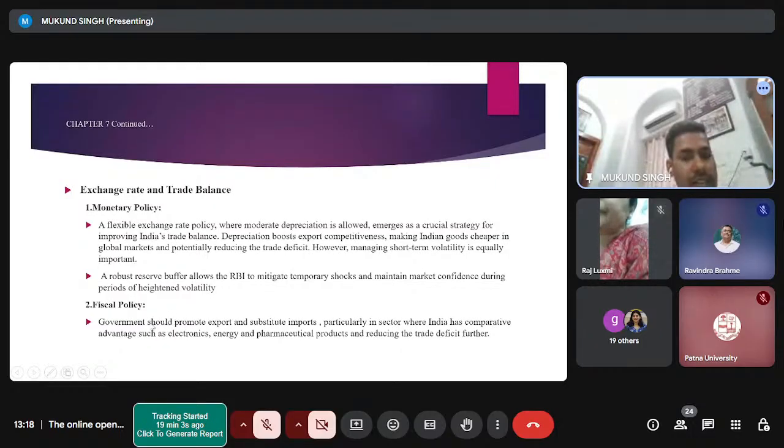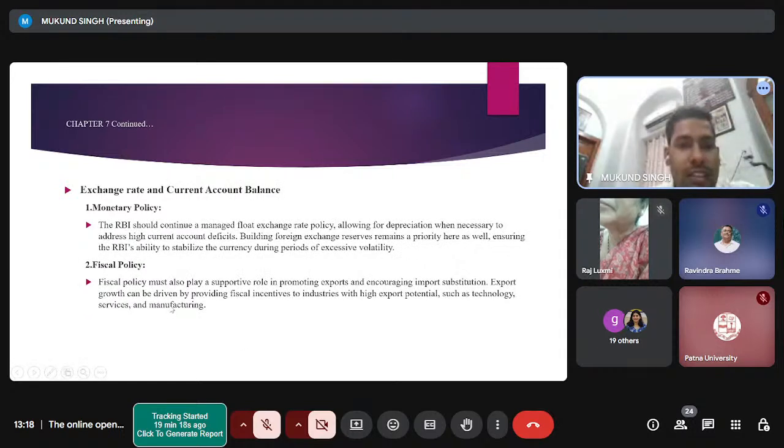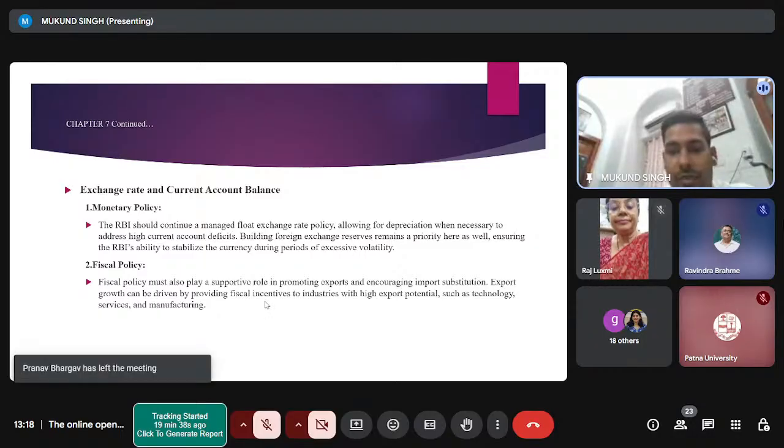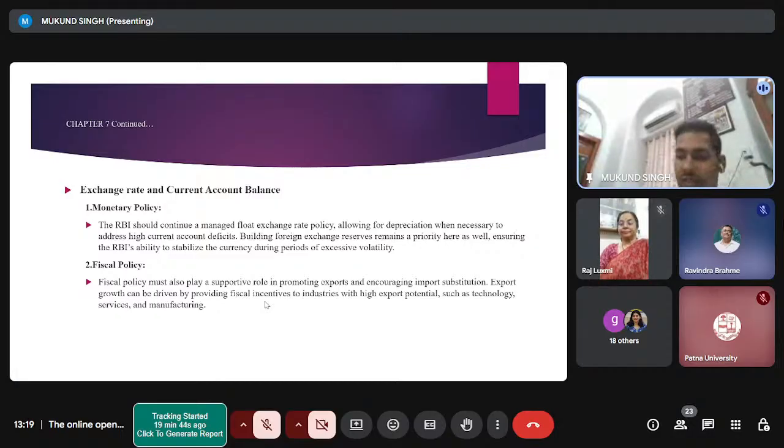In terms of fiscal policy, the government should promote export and substitute import, particularly in sectors where India has comparative advantage, such as electronics, energy, pharmaceutical products, and reduce the trade deficit further. Exchange rate and current account balance. In terms of monetary policy, the RBI should combine a managed float exchange system, allowing depreciation when necessary to address the high current account deficit. In terms of fiscal policy, it must play a supportive role in promoting export and encouraging import substitution. Export growth can be driven by providing fiscal incentives to industries with high export potential, such as technology, services, and manufacturing.